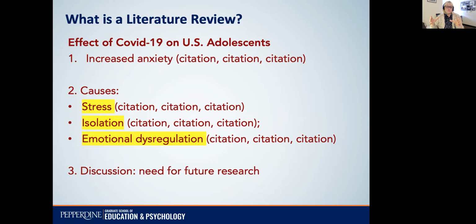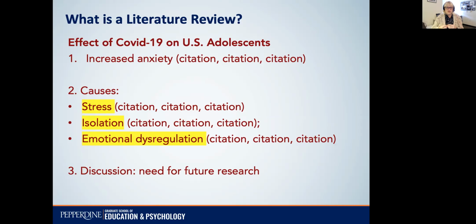So the first big section of the paper would be, well, we saw increased anxiety and are still seeing increased anxiety. Okay, what does that mean? Citation, citation, citation. So what did the studies say about increased anxiety among this population? The second big piece would be, it doesn't have to be causes, but in this case, maybe we break down the causes. Stress with lots of citations. You don't quote, you just paraphrase.